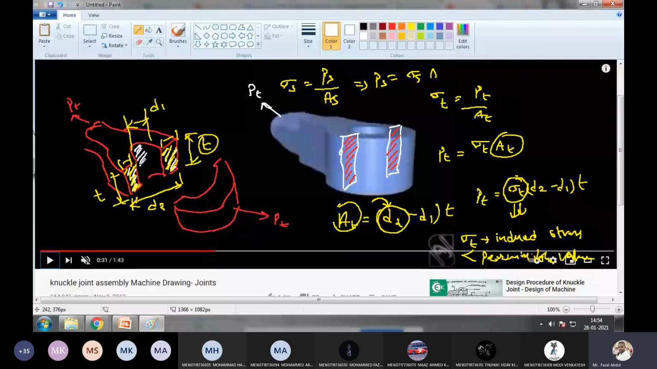Now the respective stress is sigma c, crushing stress, because the title is written as the single eye rod is going to be subjected to crushing. So crushing stress equals crushing load by Ac. This may be written as Pc equal sigma c into Ac. Now what is the Ac here? The crush area. So this crush area we have to take into consideration. Now what is that area here?